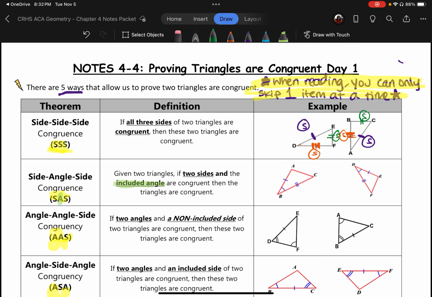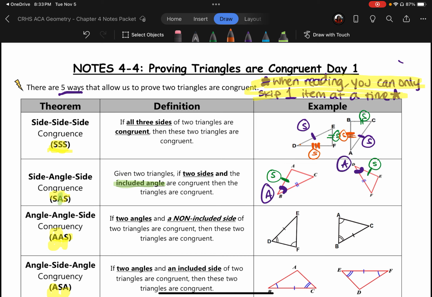So as I look at the example off to the right, notice that this side with 1 tick mark is congruent to this side with 1 tick mark. And we said we mark those congruent sides with an S. So this side is congruent to this one. Now, one thing I want you guys to do here is I want you to mark your congruent angles with an A. So these 2 angles are congruent, and we're going to mark them with an A.